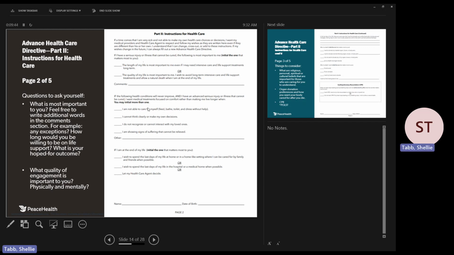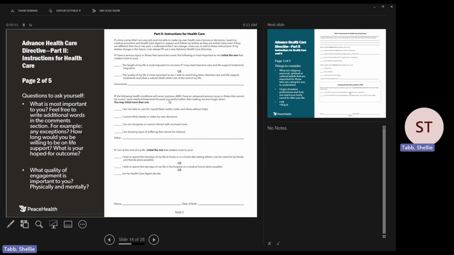Like how long would you be willing to be on life support? What's your most hoped for outcome? If you were to leave the hospital, what's most important to you? Is it being independent and being able to do all of the things that's listed in this middle section? Or is it just a few? And so with this section, you can initial more than one.